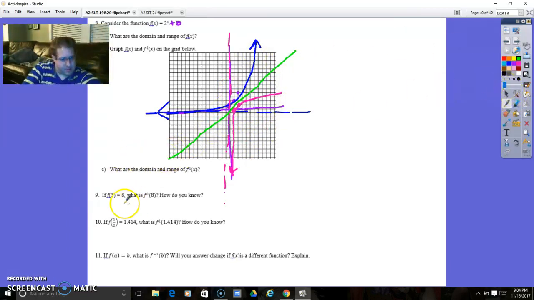Alright, so inverses. If f of 3 is 8, then what is f inverse of 8? So that would have to be 3, because what we know about inverses is that the x and the y's are the same thing, just switched. If f of 1/2 is this number, then what's the inverse f of this? That would have to be 1/2, because that's the inverse of this. You just take the x and the y, and you switch them.